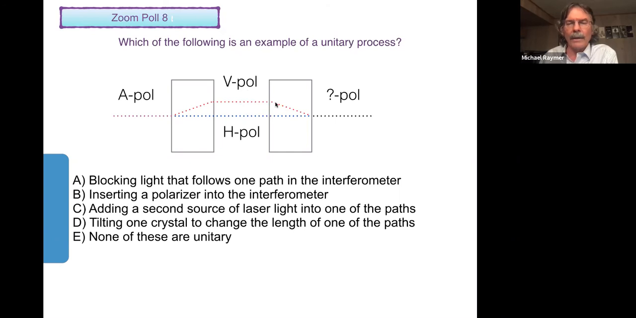Then when the A entered here, that would be decomposed into H and V. The V would go down this way, and the H would actually deflect. No, the H would go straight through, right? H goes straight through. So it would change the situation. Some of the light would be lost in this beam here. And if I put a detector here, I wouldn't have 100% probability to see something.